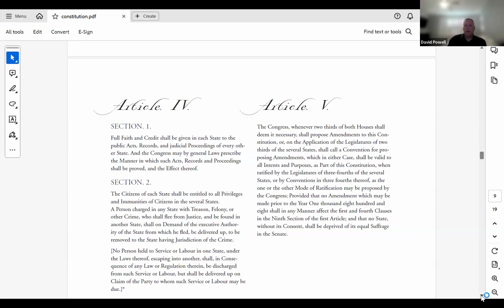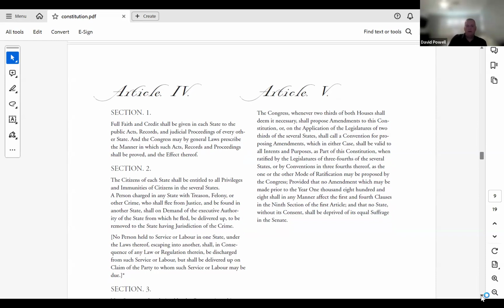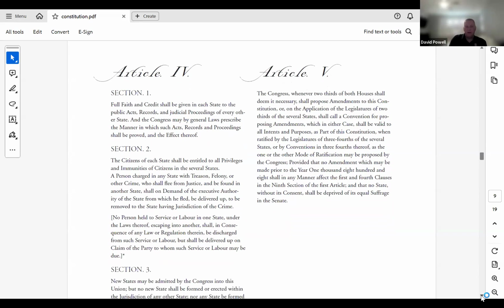Article 4, one of the main things that comes out of Article 4 is the full faith and credit provision. Every state must provide full faith and credit to the laws of every other state, meaning that states must respect the laws of other states. That's what full faith and credit means. In Section 2, citizens of a state shall be entitled to all the privileges and immunities of citizens in the several states. Again, you have to respect those laws between states.